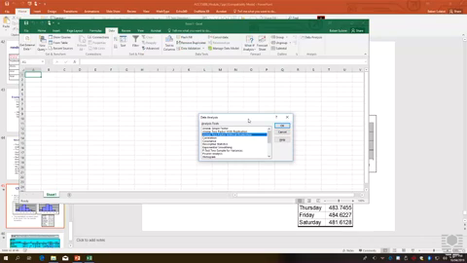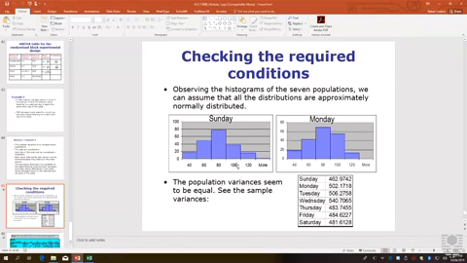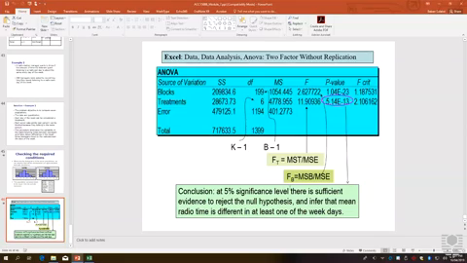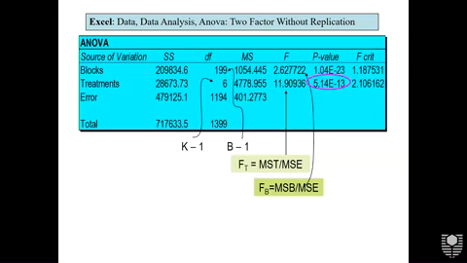I can make it bigger. I come to ANOVA: two-factor without replication, and then run. Once you run the data analysis, ANOVA two-factor without replication, it will give you this output. Right? See?